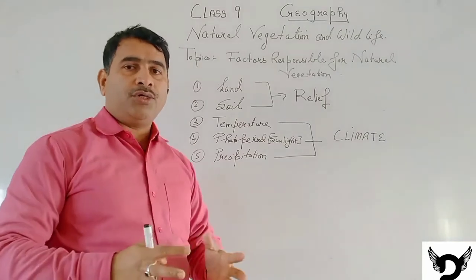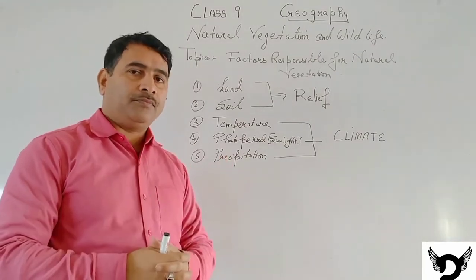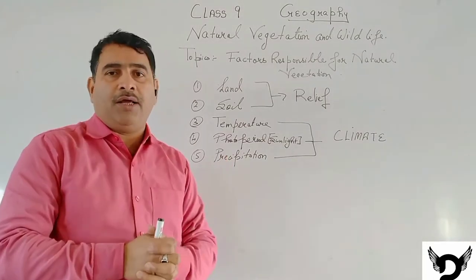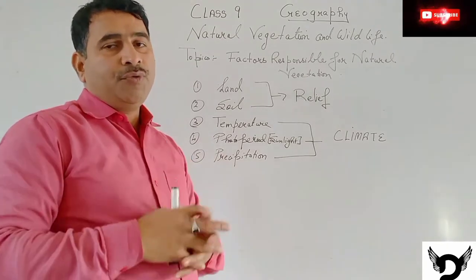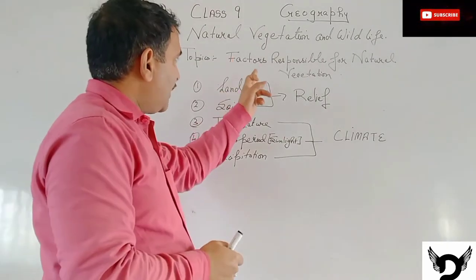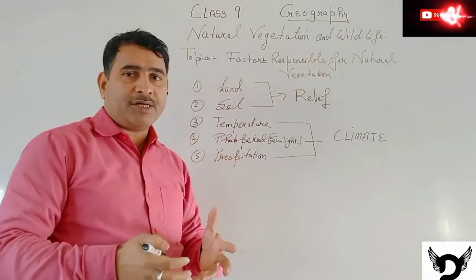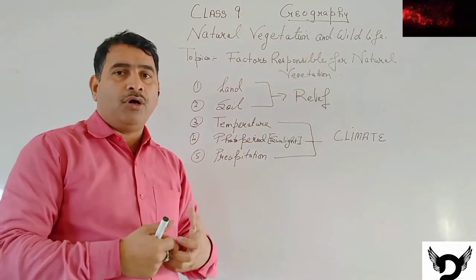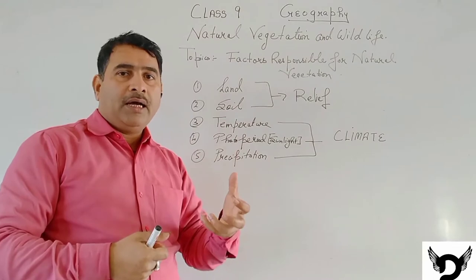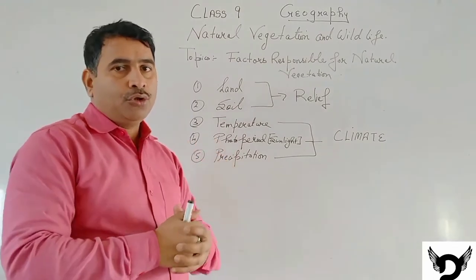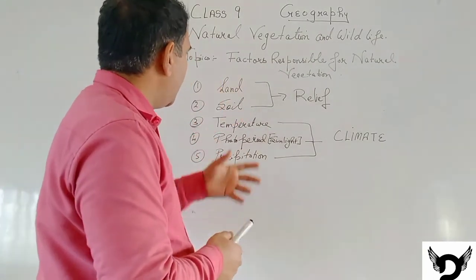Classes in the series of videos of class 9, chapter natural vegetation and wildlife in geography. In this video you are going to know about the factors responsible for natural vegetation. Factors means the reasons on which the growth of plants and the nature of plants depend. So without wasting time, we proceed to the lecture.